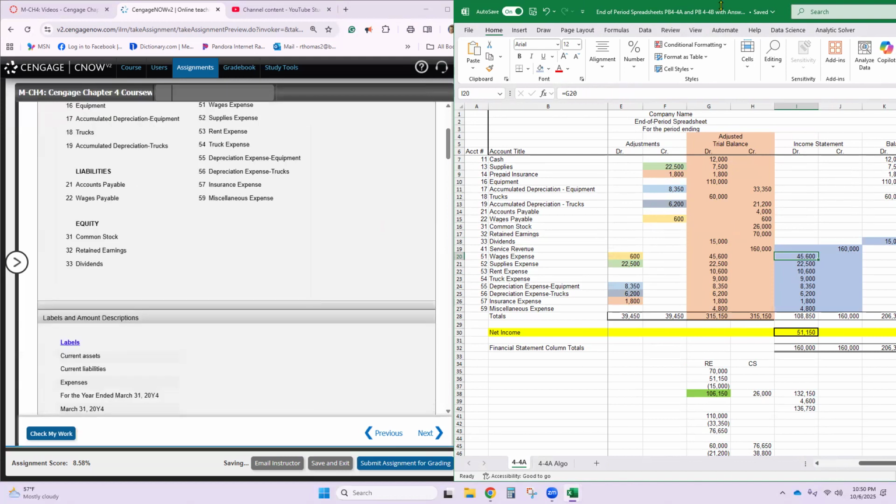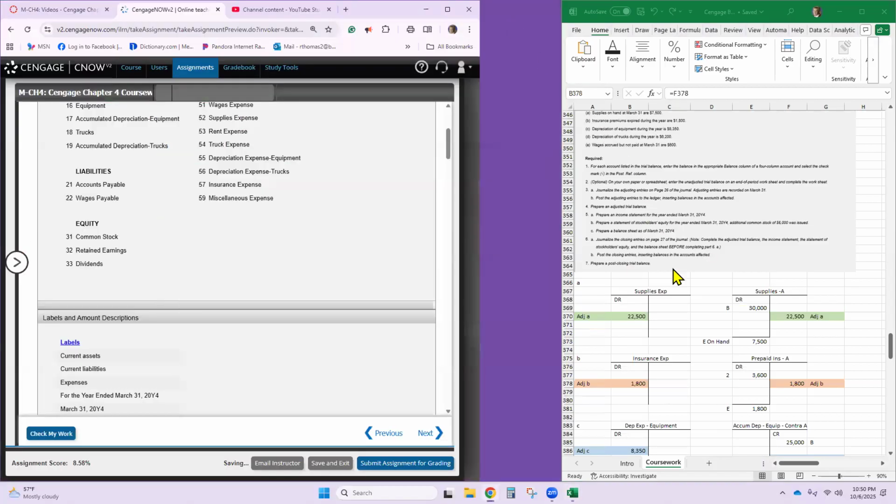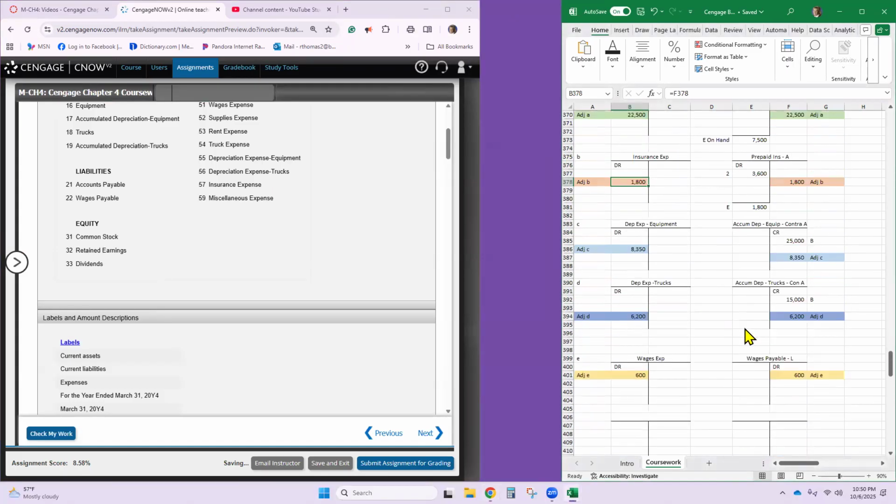Let me see if I made key accounts. Usually I do, but I like you to be able to see it. Okay, so let's see here. Did I do that? No. So here's what we're going to do. We're going to use the spreadsheet.